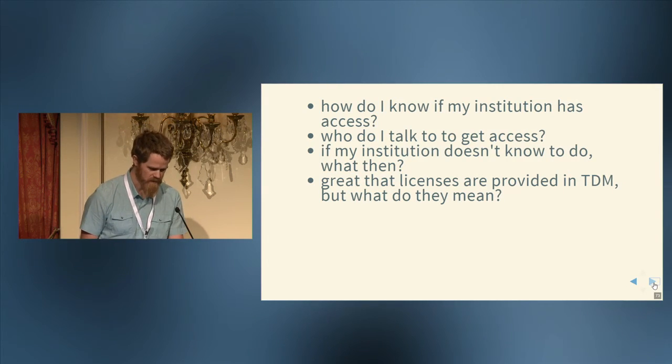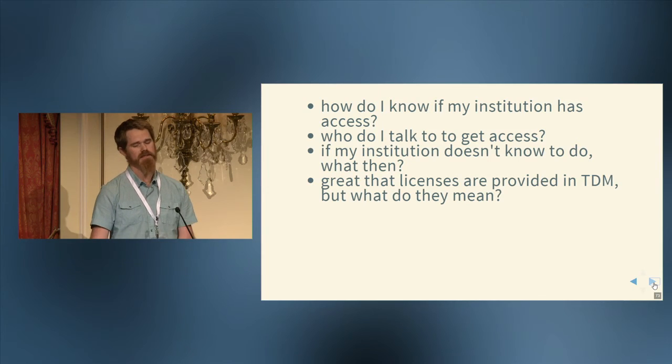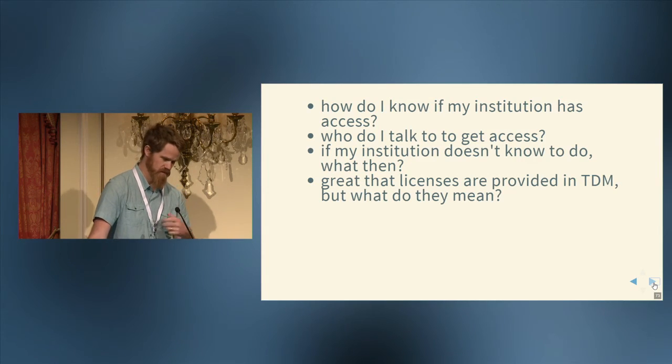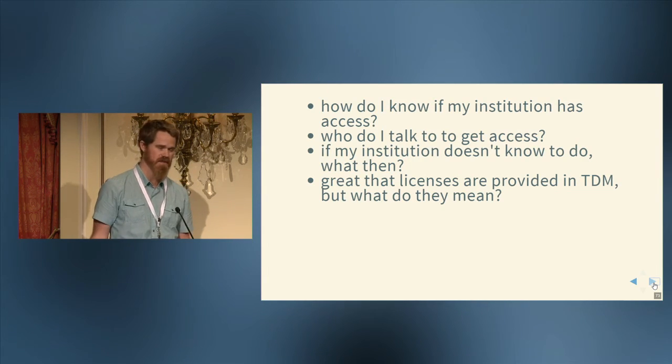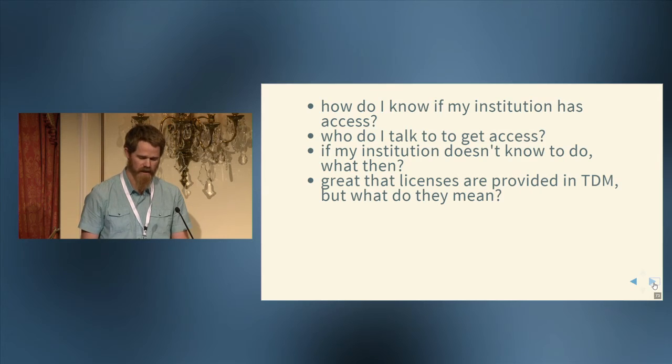So some example questions. How do I know if my institution has access? Even as a developer, I had no idea. I talked to a few librarians. They got directed to a whole bunch of different people, and then they still didn't know. Who do I talk to to get access? Is there something in the Crossref Search API we can include to help with this? I don't know. And if my institution doesn't know, what do I do then?